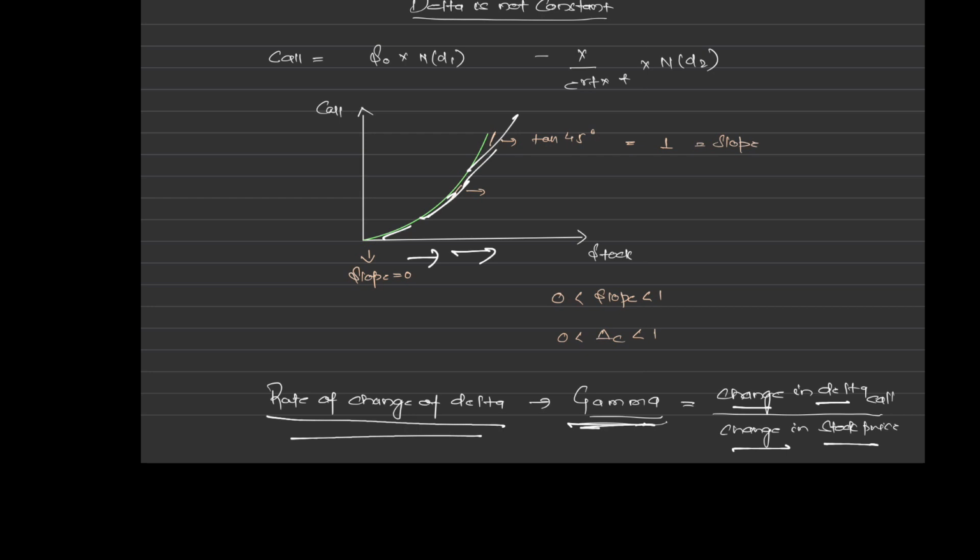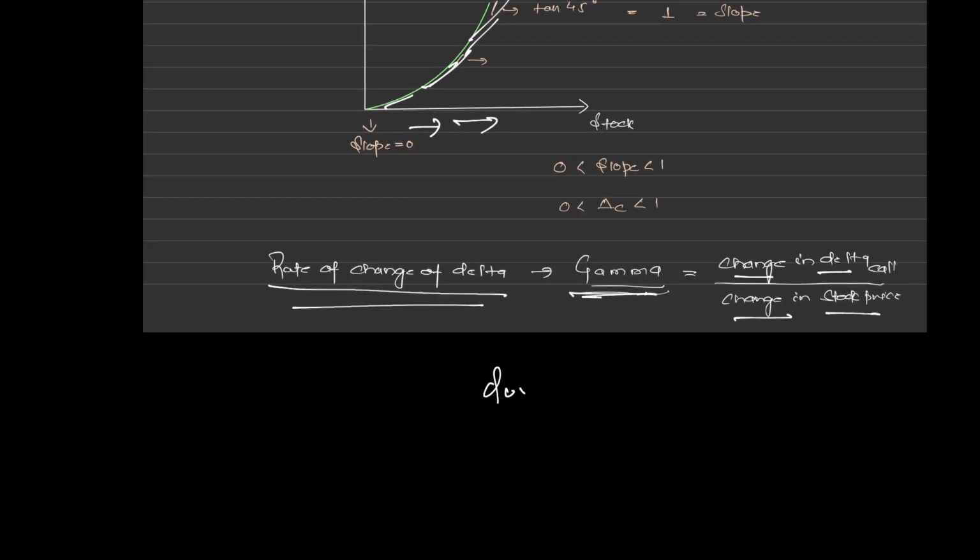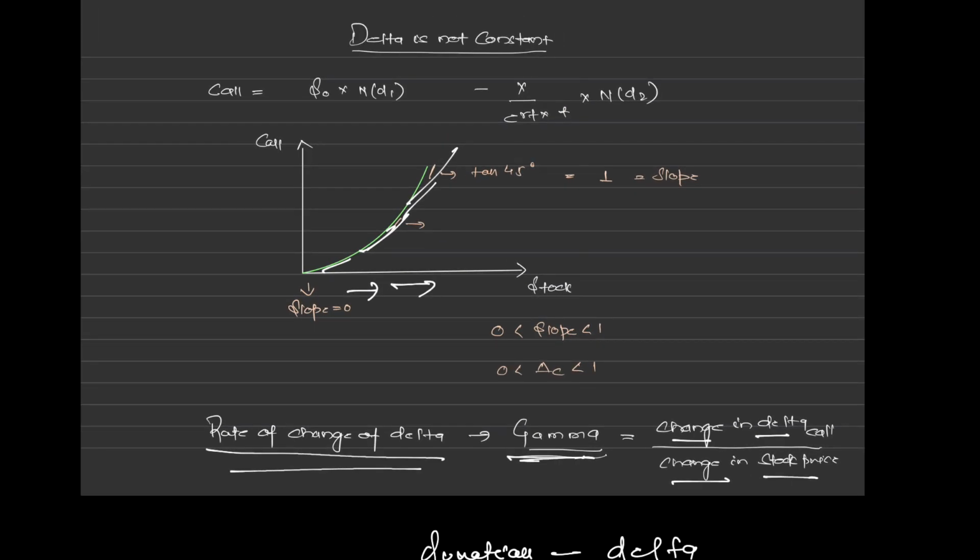So it is a second order derivative very similar to convexity. So you can relate it as duration is the first order derivative like delta, and convexity is the second order derivative like gamma. So the rate of change of duration is convexity and the rate of change of delta is gamma. I'm trying to just build up the analogy.